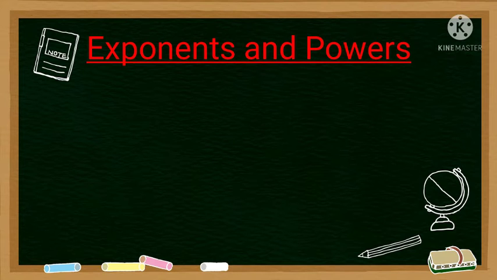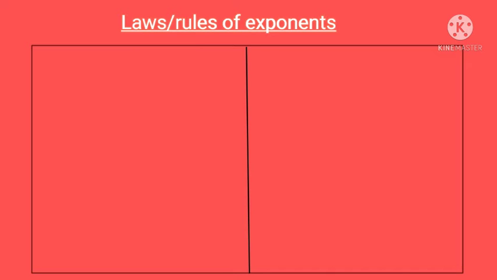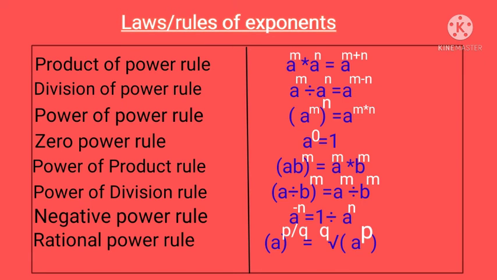Now since you are done with the basic idea of exponents and powers, let us move to the laws of exponents. The basic rules of exponents are given in the form of a table. The first one is product of powers rule. That is, if the powers with the same base are multiplied, then the exponents get added. The second one is division of power rule. That is, if the powers with the same base are divided, then the exponents get subtracted.